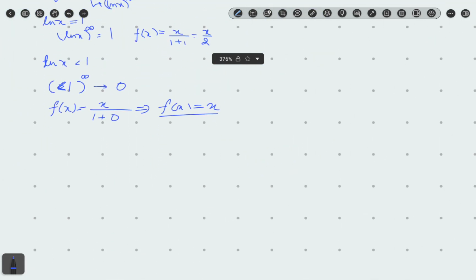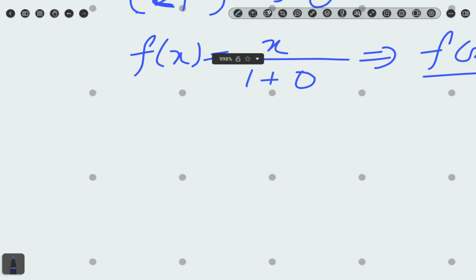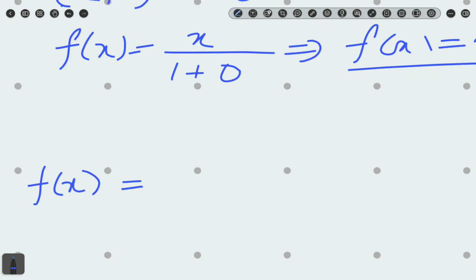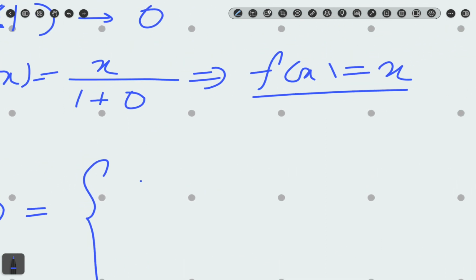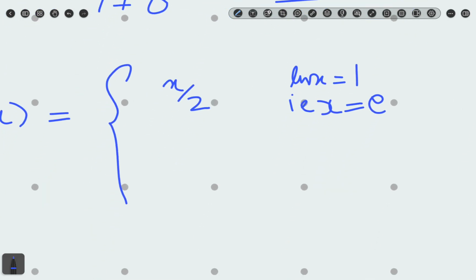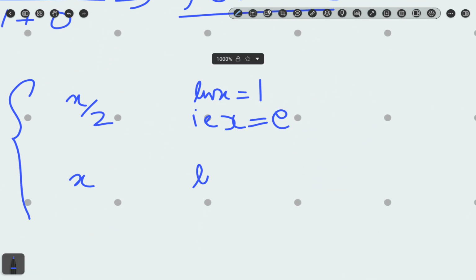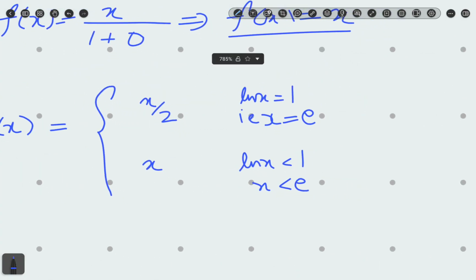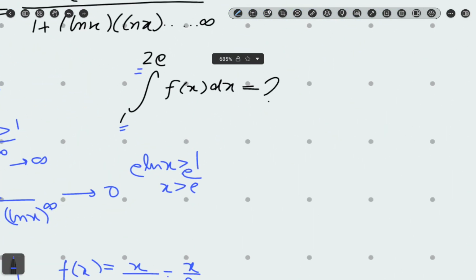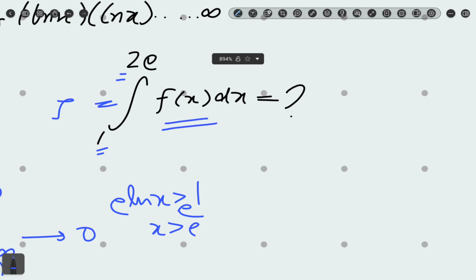So now let's write it as a piecewise function. f(x) is x by 2 when ln x is equal to 1, that is x is equal to e, and it is x when ln x is smaller than 1, that is x is smaller than e, right? Now look at this integral.